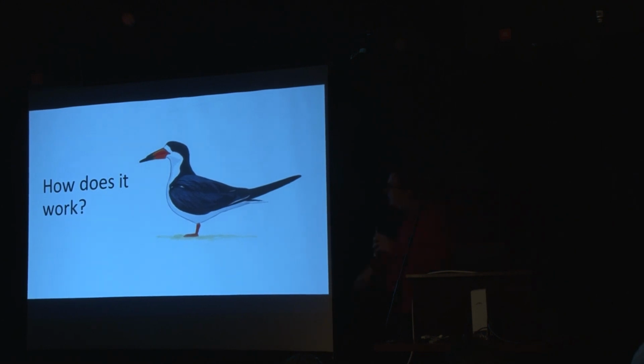So this is a black skimmer. It's native to the southeastern coast in the US. It's got this weird underbite bill, and it can fly through the water and scoop up fish. And that is my transitional slide.